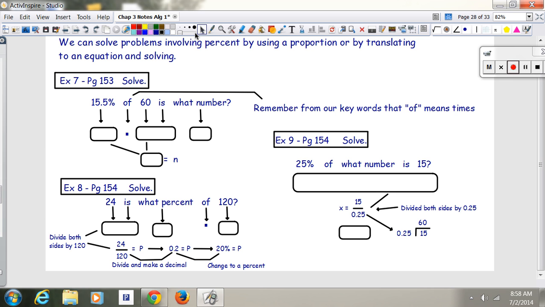If you've got a problem that says 15.5% of 60 is what number, you're going to translate it to a math problem. 15.5%, if you move it over 2 places, is 0.155. Of means times. That was one of your times words on your paper yesterday. 60, if you bring it down, it's already a number. Is your equal sign. What number represents your n or your x or whatever letter you want to use? If you multiply these two on your calculator, you'll get your answer of 9.3. So that's taking this problem, making it an equation, and then solving the equation.